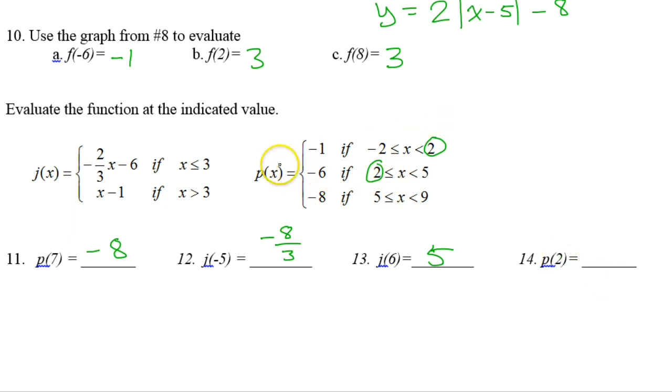So which one am I going to use, the top piece or the middle piece? Well, the middle piece says 2 is less than or equal to x. All right, so since if x is 2, then that means 2 equals x. So I'm going to use the middle equation. And since there are no variables to plug into, the answer is simply -6.